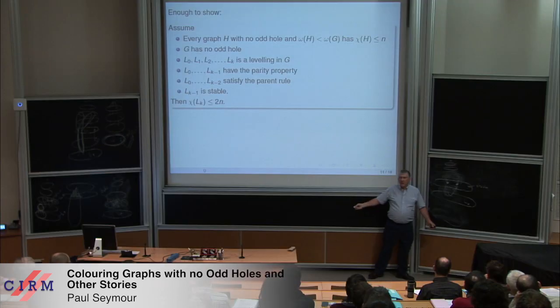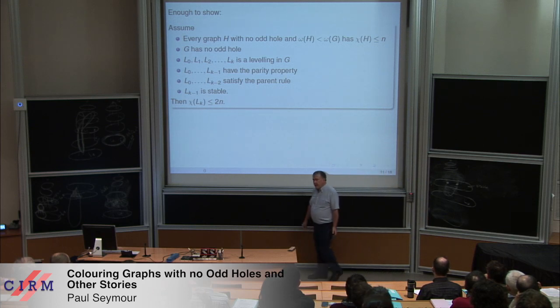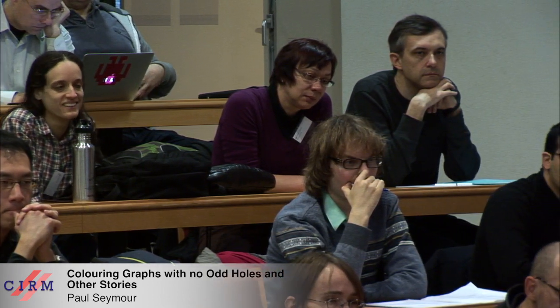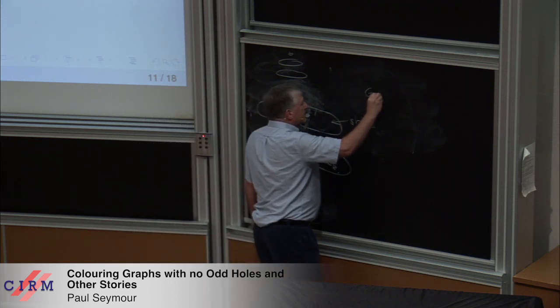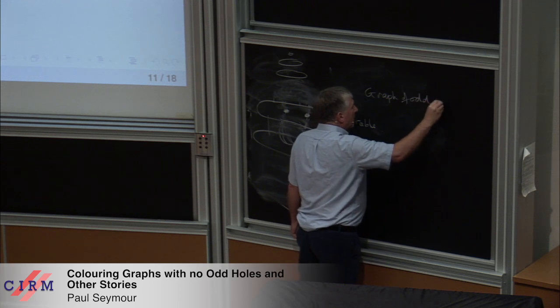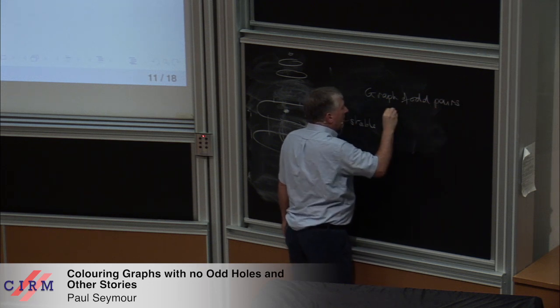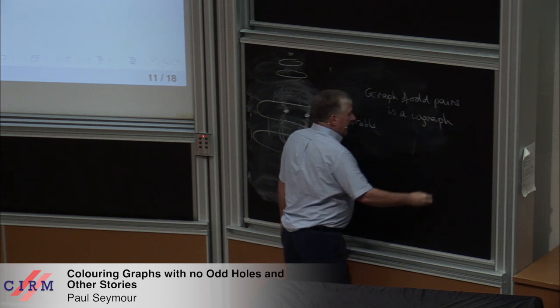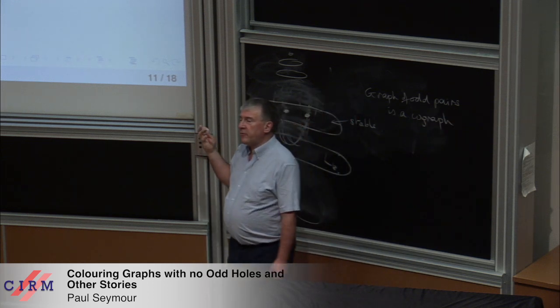Now, here's the place where fate was kind to us. You look at the graph of odd pairs. So there are odd pairs and even pairs there. The odd pairs make a graph. What graph is it? It's a co-graph. So again, a co-graph means a graph with no induced subgraph which is a three-edge path.